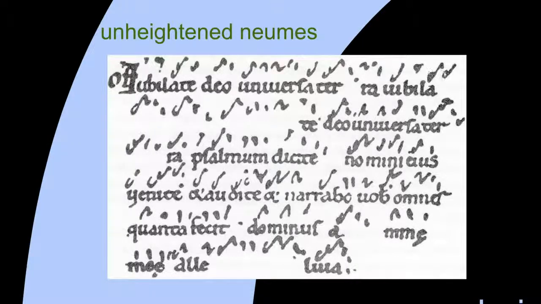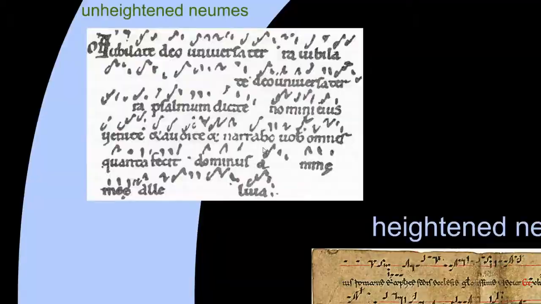This system was a kind of memory system in which these neumes, these markings above the text, give the singers an idea of the shape of the song. They don't tell you exactly what note it is. They don't tell you, for example, if this note is higher or if this note is higher, but they do give you an idea and help you remember it if you already know the song.